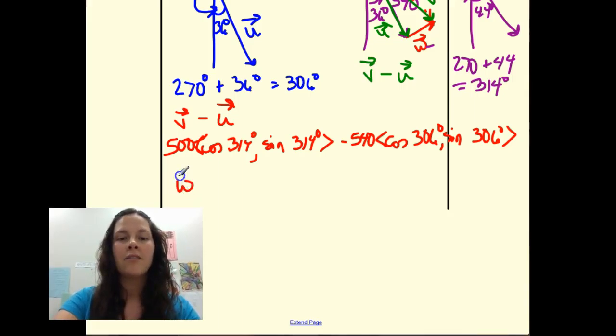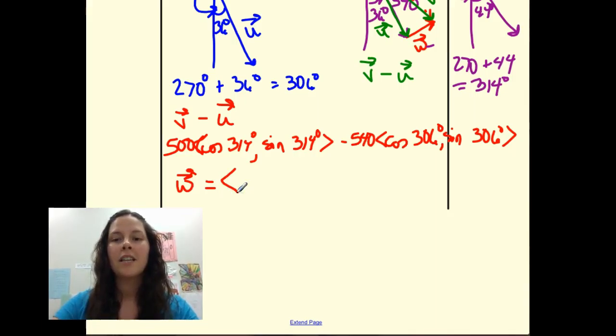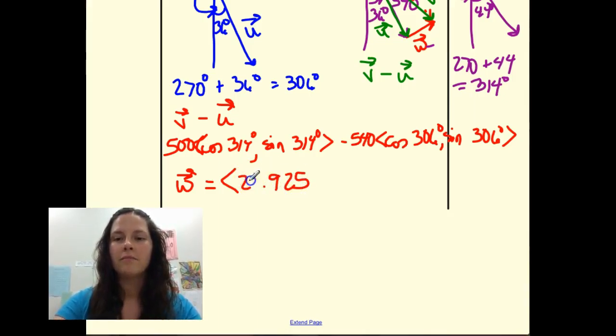I called my resulting vector W for the wind, and 500 times the cosine of 314 minus 540 times the cosine of 306 gives us an x component of 29.925. 500 times the sine of 314 minus 540 times the sine of 306 gives us a y component of 77.199. The question was the magnitude and speed of the wind.